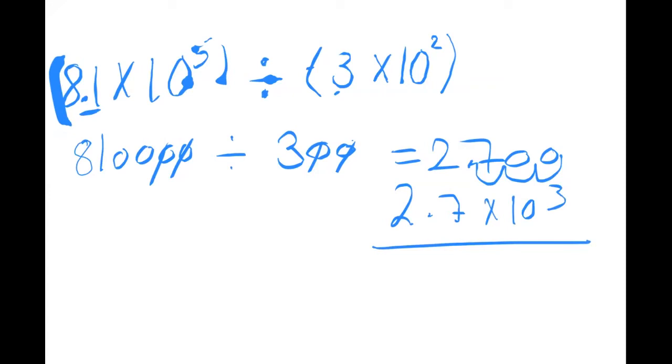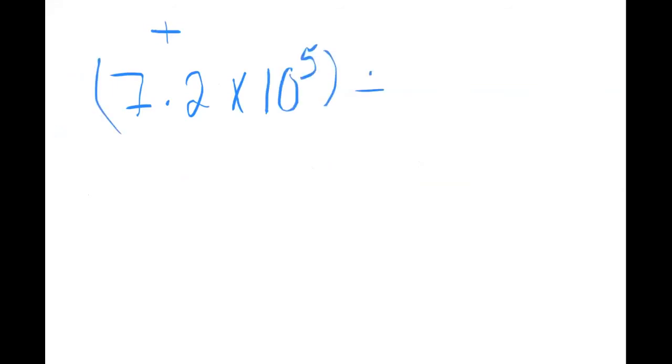So use what you want. But this way is the general way we use on all operations: multiply, plus, minus, and divide. If I have a number, this is for addition: 7.2 times 10 power of 5 plus 8.1 times 10 power of 3. And I ask you to get the answer and write it in standard form.